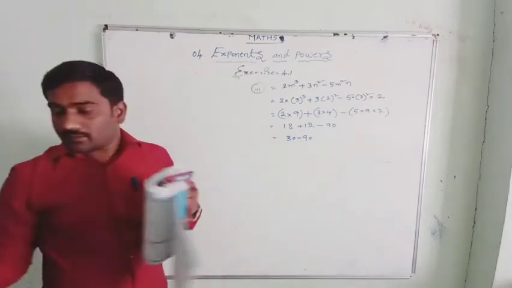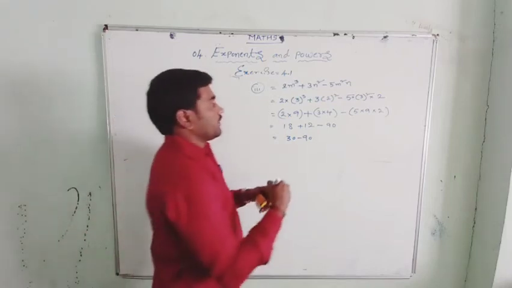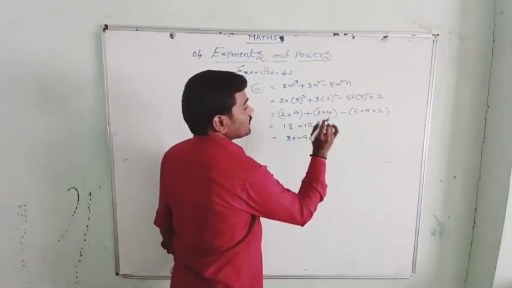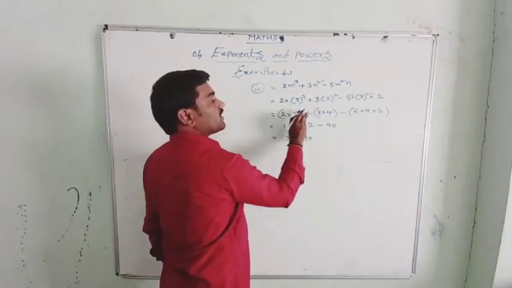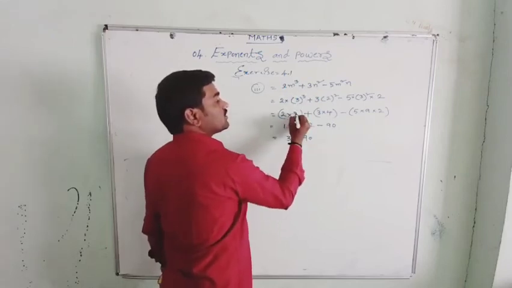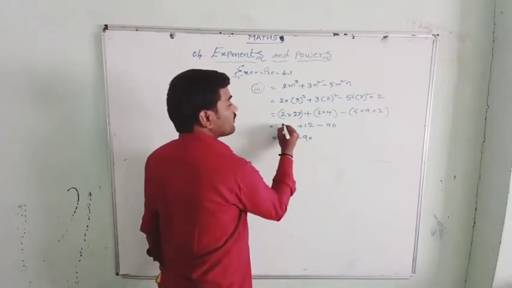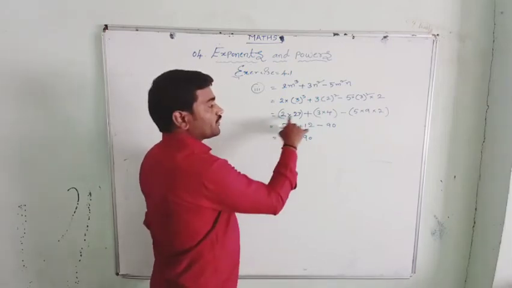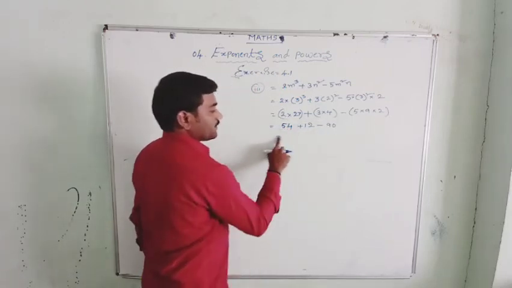So here please observe that here we have made mistakes. See that 3 cube is not 9. 3 into 3 into 3 is 27 actually. 27 means it should become here 54. 2 into 27 is 54. Okay, remaining all are the same here.